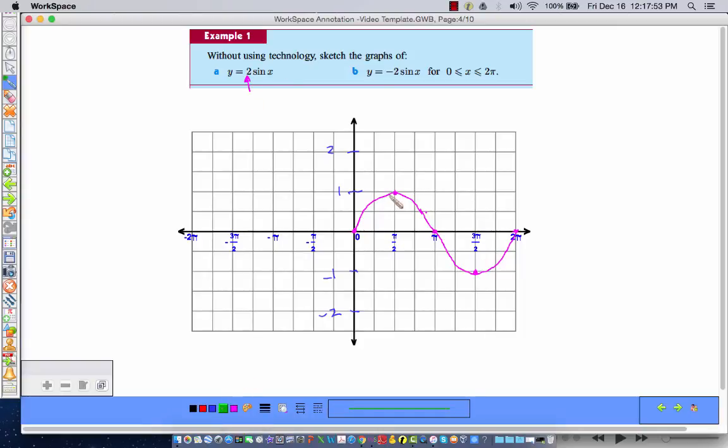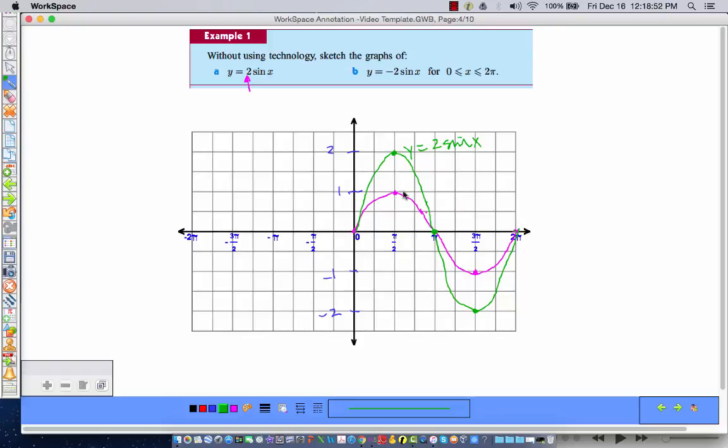Well, the 2 just doubles our main values. 2 times 0 is 0, 2 times 1 is 2, 2 times 0 is 0, and 2 times negative 1 is negative 2, and then back to 0. It's just going to stretch it vertically, changing the amplitude. And there we go. So that's y equals 2 sine x.